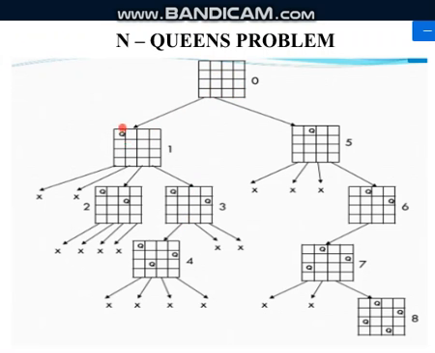You are placing the queens in such a way that they don't fall in the same column, same row, or same diagonal. Because if they fall in the same row, same column or same diagonal, there is a chance of attacking the other queen. So to avoid those attacks, we are placing the queens in such a way that they are not lying in the same column, same row or same diagonal.